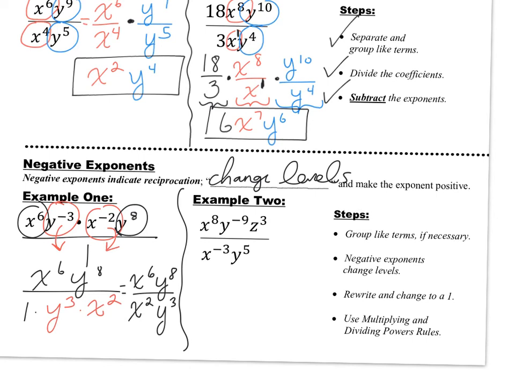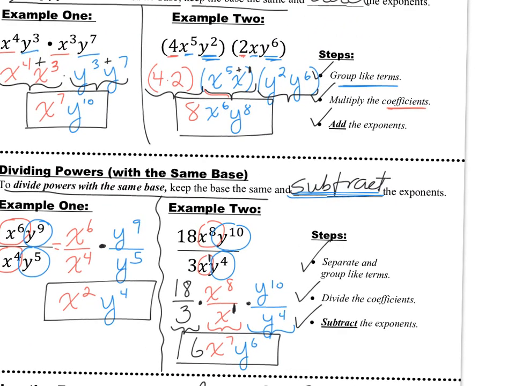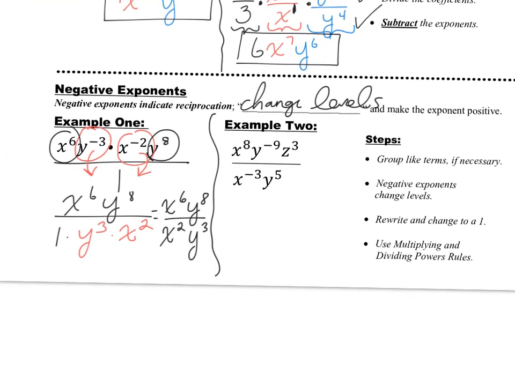So now that I'm ready to simplify, I remember that my dividing powers rule tells me that if I have the same base, I subtract the exponents, right? So if I have the same base, I subtract the exponents. So let's look at what we have here. I have a base of x, so I'm going to go ahead and subtract the exponents 6 and 2, so that gives me x to the 4th power. And I have the same base of y, so I'm going to subtract those exponents and get y to the 5th power. And there's my answer.